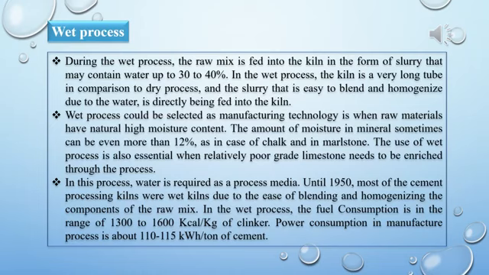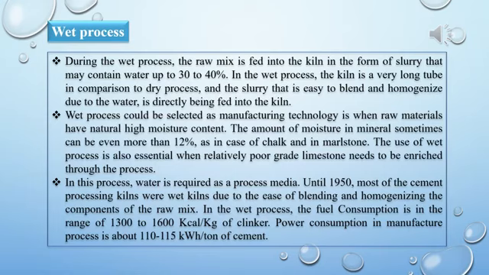So students, in the second point, he explained that wet process is used when raw material includes moisture. And in this point, he also explained that in this process, you can also use lower grade limestone to produce the cement. Now the last point is, in this process, water is required as process medium.